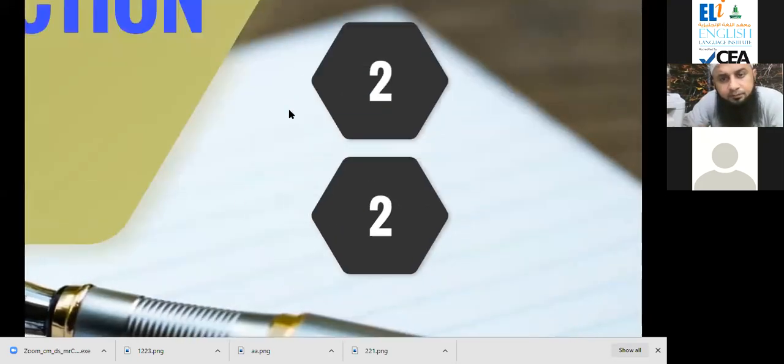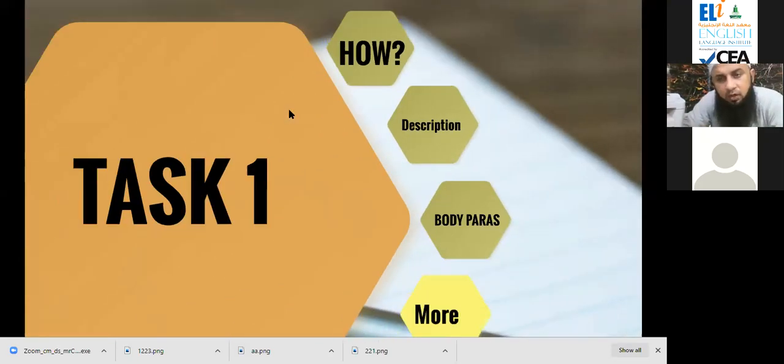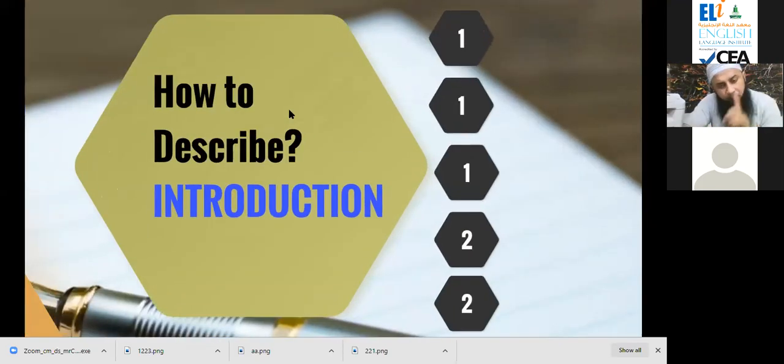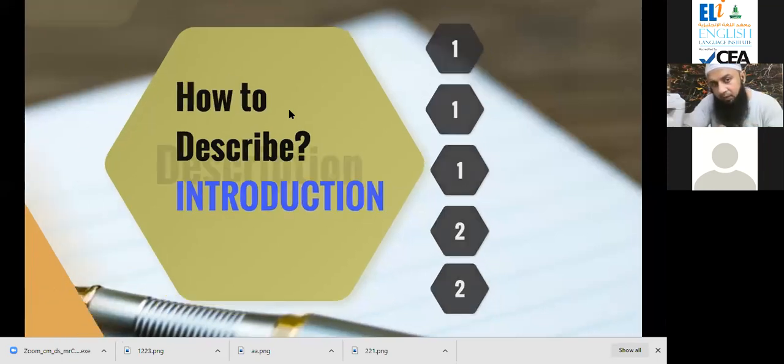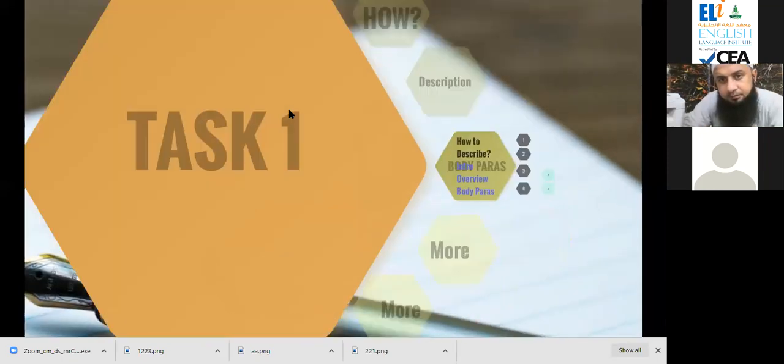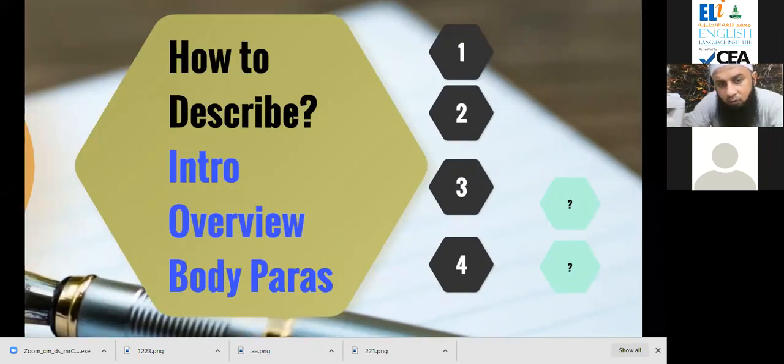So this is how you write the introduction. The best thing is to rephrase the question from academic writing task 1. Rephrase it as an introductory paragraph of your writing task 1. And then comes 2-3 more paragraphs. We'll learn about that. Intro, then overview, then body paragraphs.